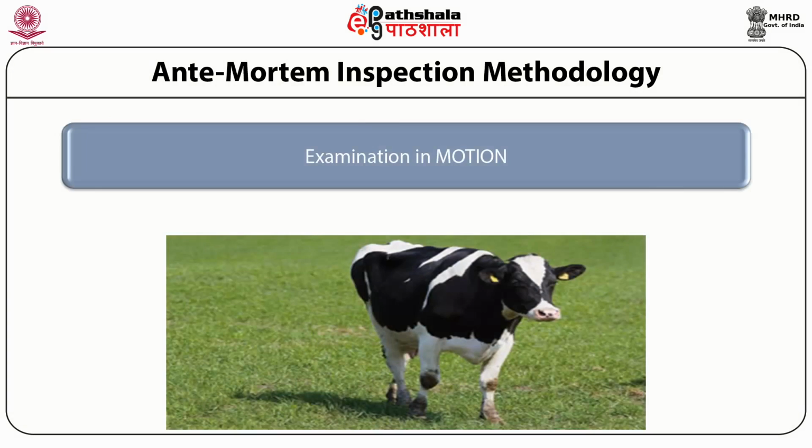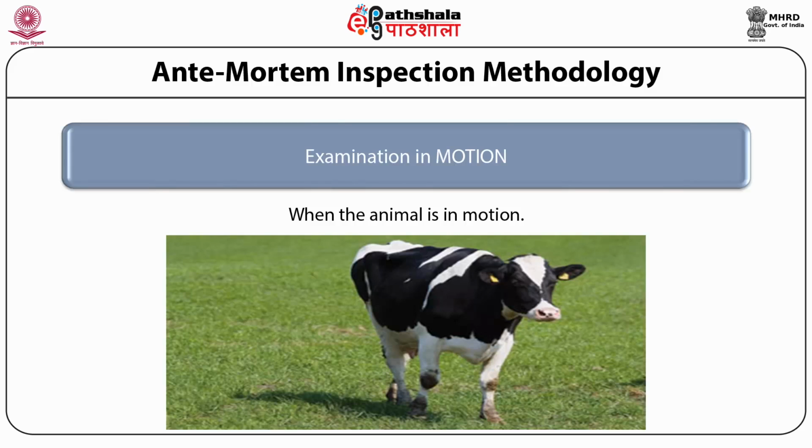Observation of animals in motion. Other abnormalities such as lameness in walking may not be detected until the veterinary inspector observes the animals in motion. Loss of stamina and exhausted breathing can be observed during animal motion. For the observation in motion, the following instructions have to be followed.